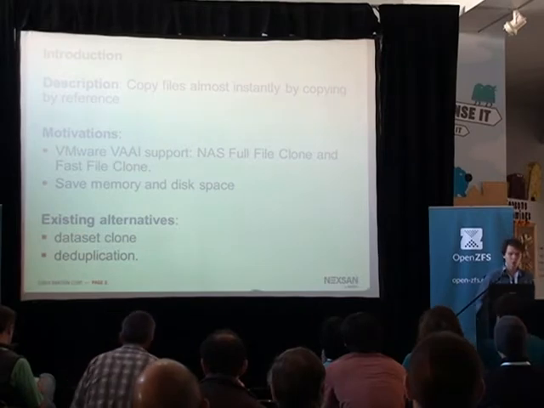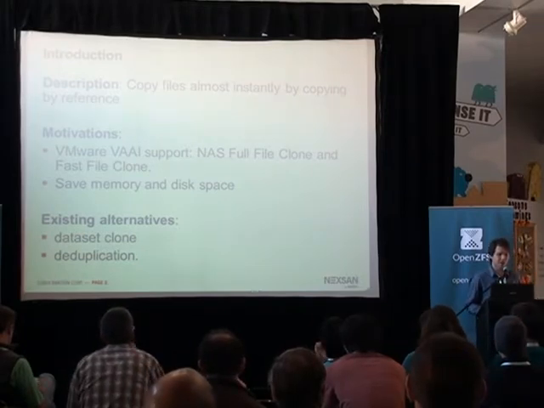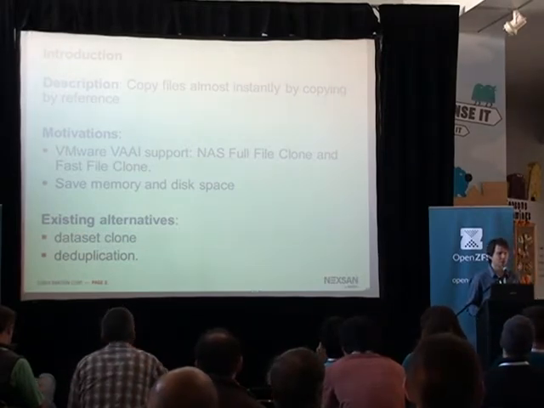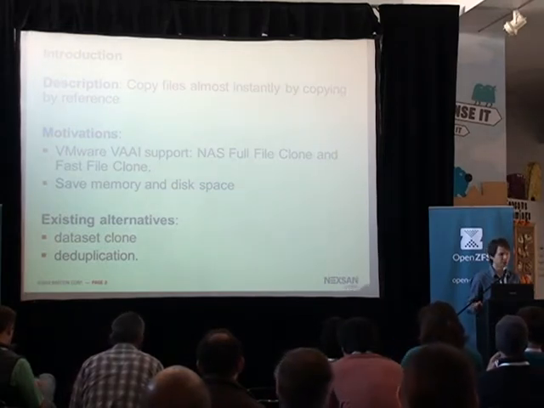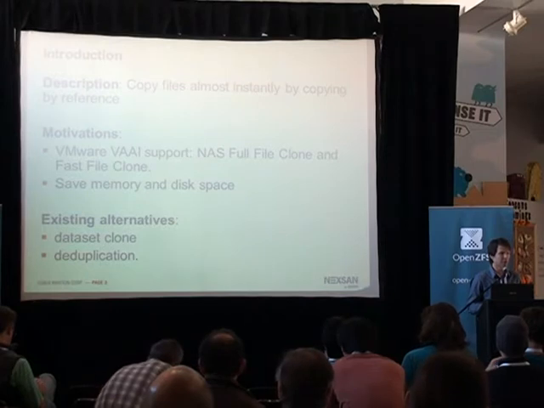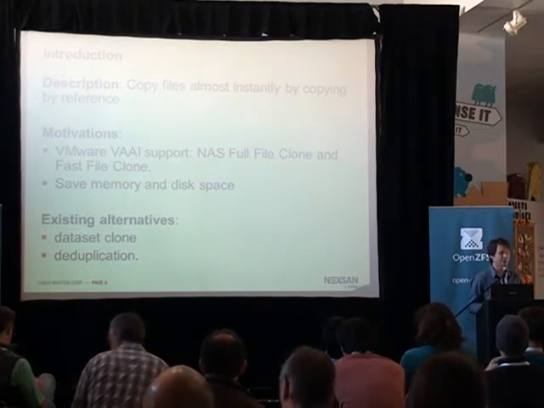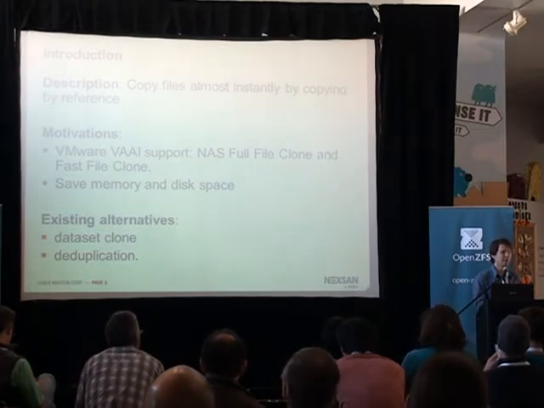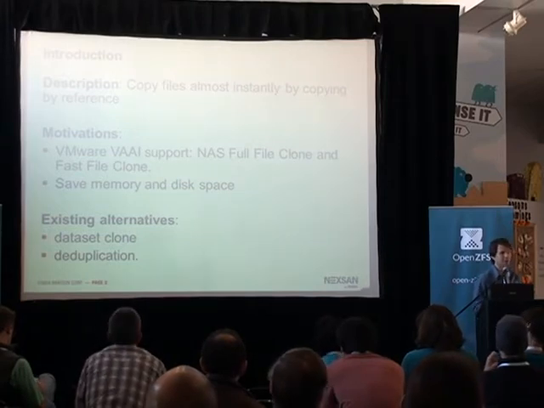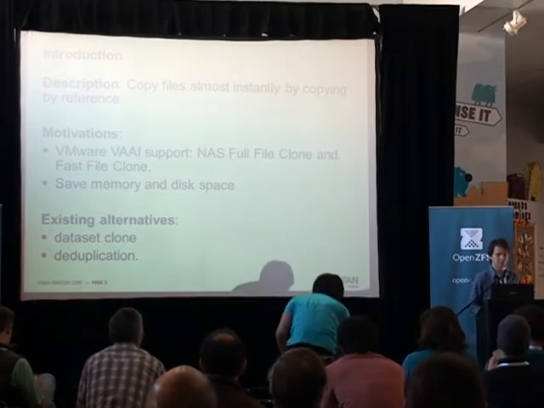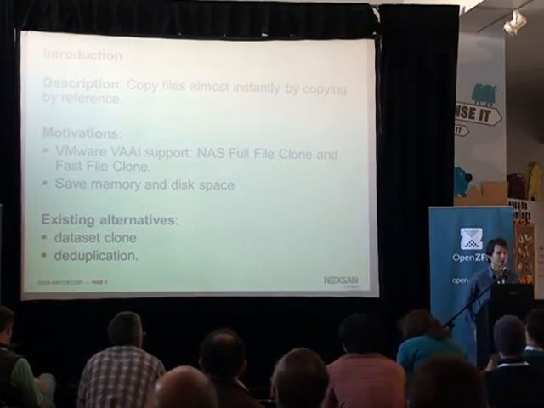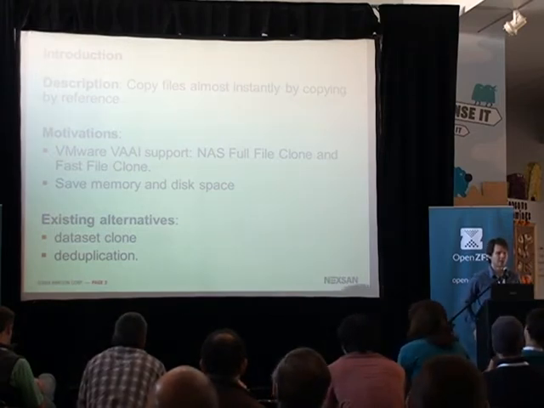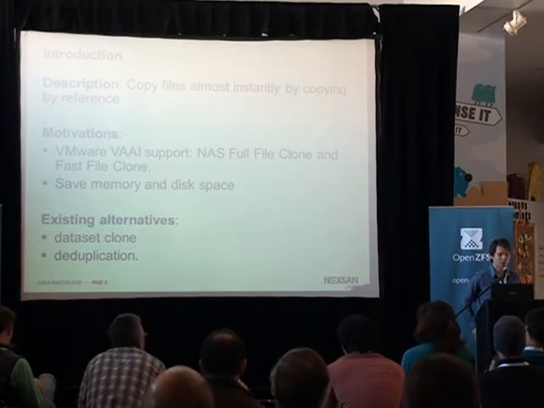I'm not going to go into much detail on what they are, but basically full file clone is meant to offload the copying process to the storage array, and it's an offline process, so it can take a long time, but it prevents the client from having to gather the data and send it back over the network. So it just removes the load from the network. Fast file clone is mostly to support snapshots inside VMware, and to allow very, very fast snapshots.